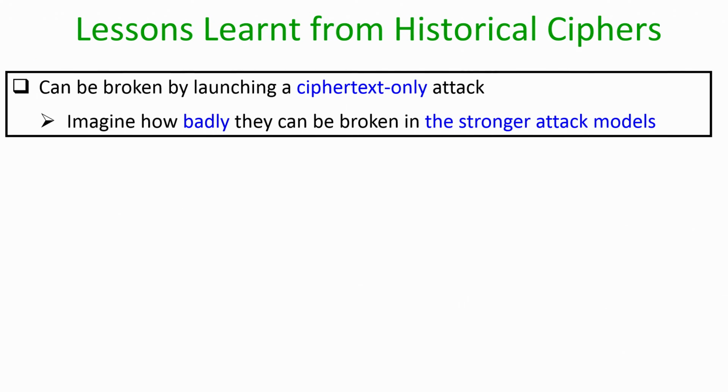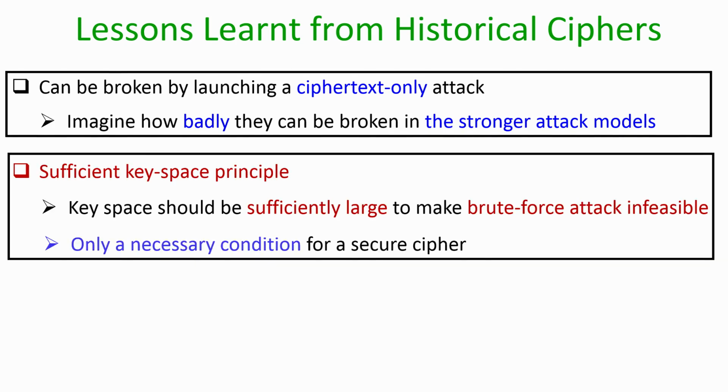So, what are the lessons we learned from the historical ciphers? All of them can be easily broken in the ciphertext only attack model. Imagine how badly they could be broken if we consider this encryption process to be operated in a stronger attack model, say the KPA attack model or the CPA attack model. There the adversary will be privileged with some more additional information. For example, in the CPA attack model, the adversary not only has access to the ciphertext, it also has access to the encryption oracle, and hence it could more comfortably break the underlying encryption process.